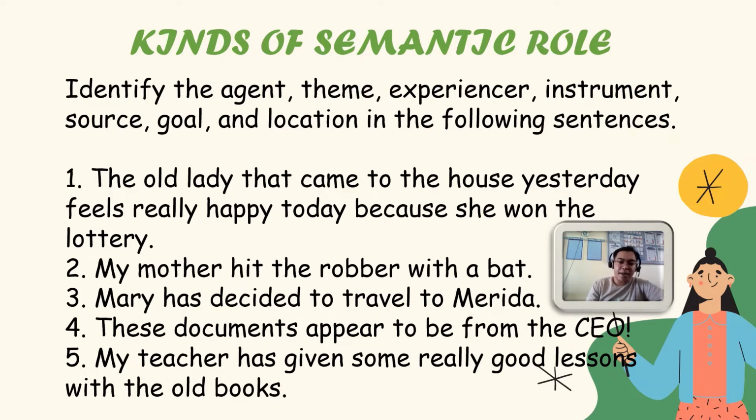Number 2, my mother hit the rubber with a bat. Number 3, Mary has decided to travel to Merida. Now for number 4, these documents appear to be from the CEO. Number 5, my teacher has given some really good lessons with the old books. So get a pen and paper and let us try to answer which one here again is an agent, theme, experiencer, instrument, source, goal, and location.